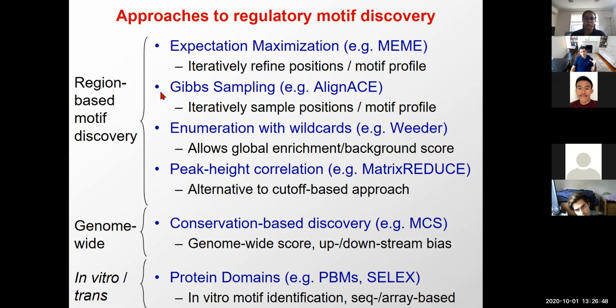The second one is Gibbs sampling. We've seen expectation maximization before, but we haven't seen Gibbs sampling yet. This is a super, super important technique, pervasive in computer science, so definitely worth knowing. It iteratively samples positions versus the motif profile.